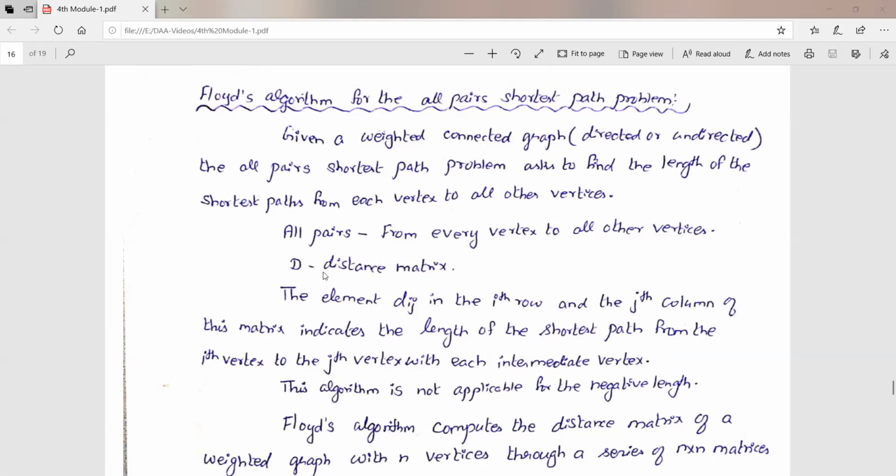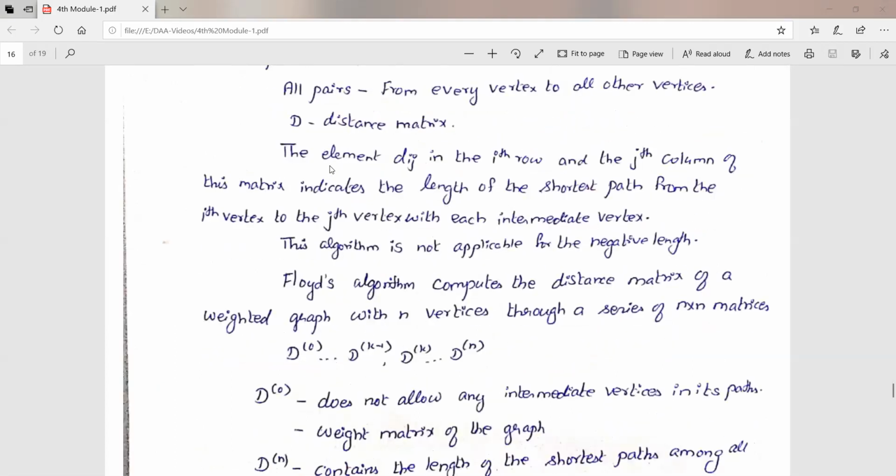Here D will be the distance matrix, the same as in Warshall's algorithm. The element Dij in the ith row and the jth column of this matrix indicates the length of the shortest path from the ith vertex to the jth vertex, with each intermediate vertex. So here also we have to consider each and every intermediate vertex. That intermediate vertex we can call k, and that k value is not higher than the value.